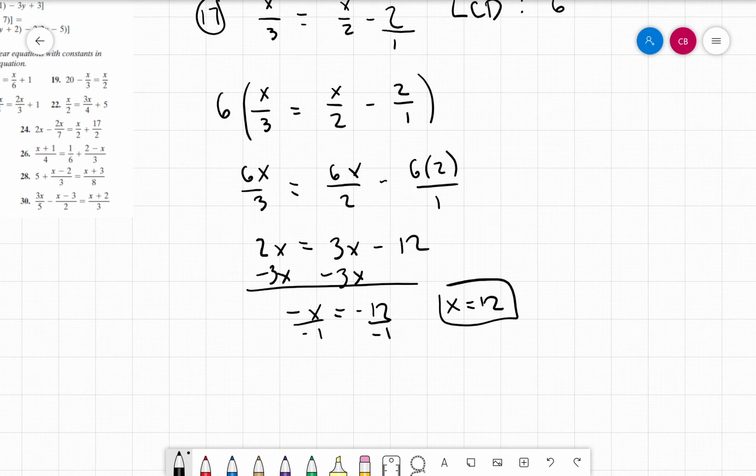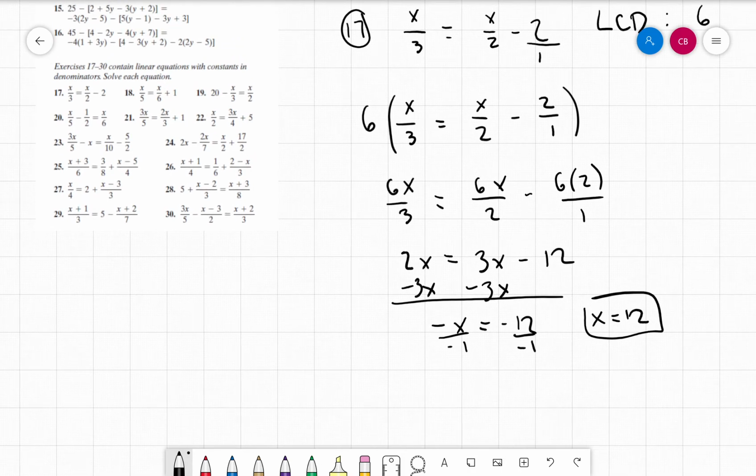We just multiplied. One nice thing about the LCD method is if you use the LCD and you choose the wrong thing, perhaps you don't choose the LCD, you choose something smaller, what will happen is you'll still have a fraction left over and you can just multiply by something else and finish it that way.